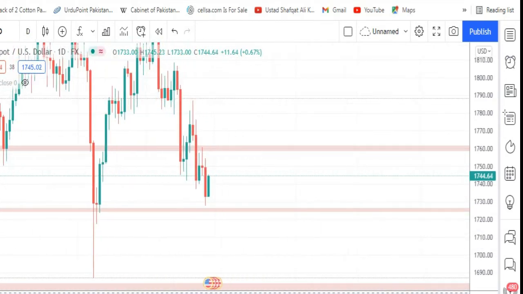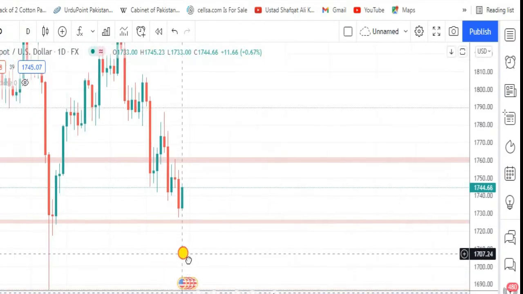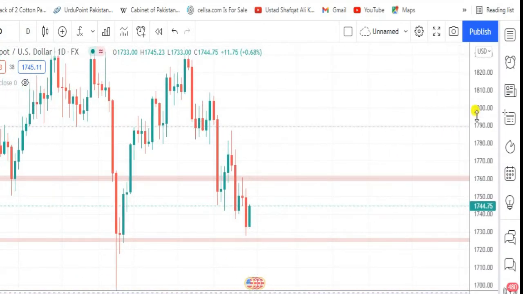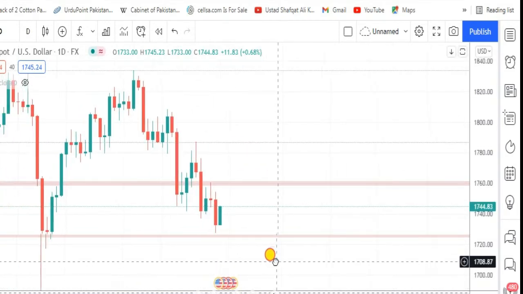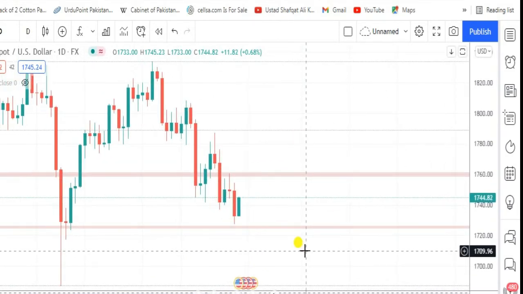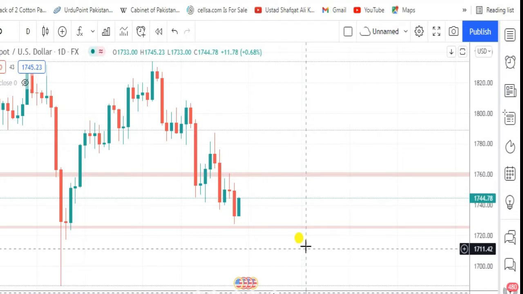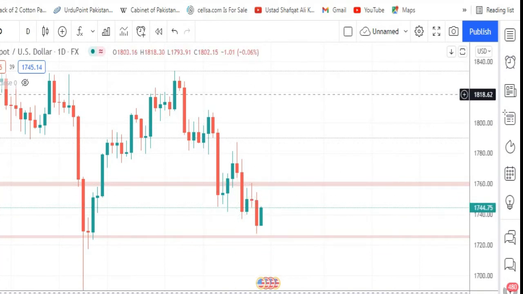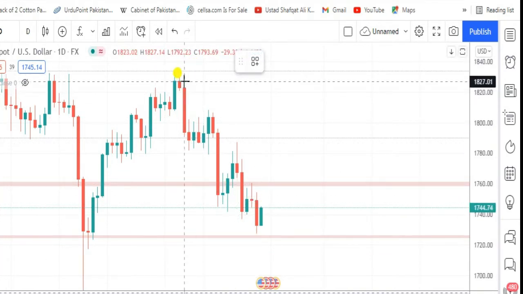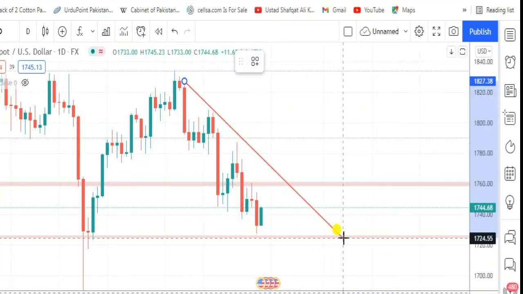If you look at the 1760 area, firstly we would draw a trend line. We would also show you that yesterday and for the last few days we were entering buy trades, and why we were entering buy trades, we would also check out its logic. So on the daily time frame, you have to draw one trend line from here.